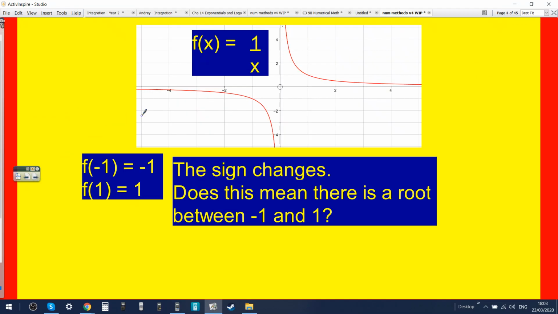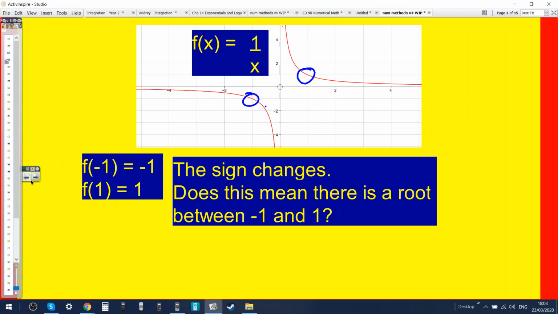There are certain exceptions. This one, the sign changes. So here it's negative. Here the y coordinate is positive. Is there a root in between? No. Why not? Because these are kind of like exponentials. They tend towards the line, but they don't touch it. So basically it occurred when we divided by 0 here in the middle.